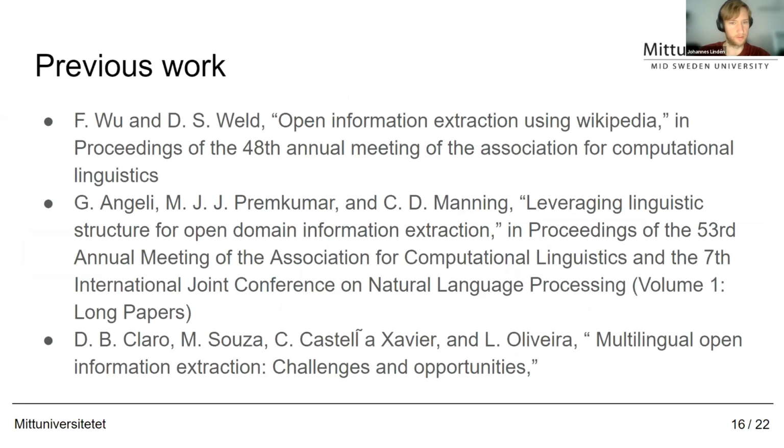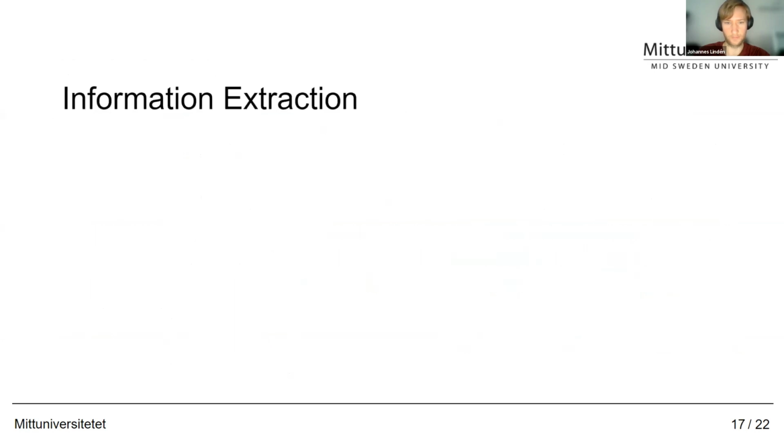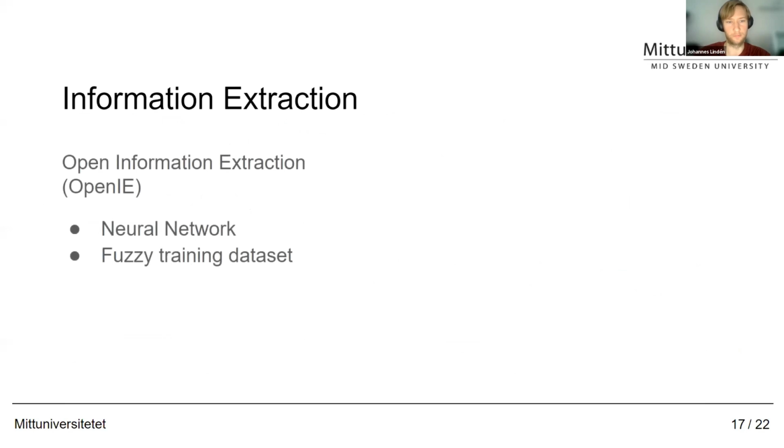Some previous work: open information extraction, and some others if you're interested. So the two main algorithms that we have compared our approach with: one is open information extraction, which is based on a neural network approach where you train to find these triples in a text, and they have been evaluating and training on a foster data set.